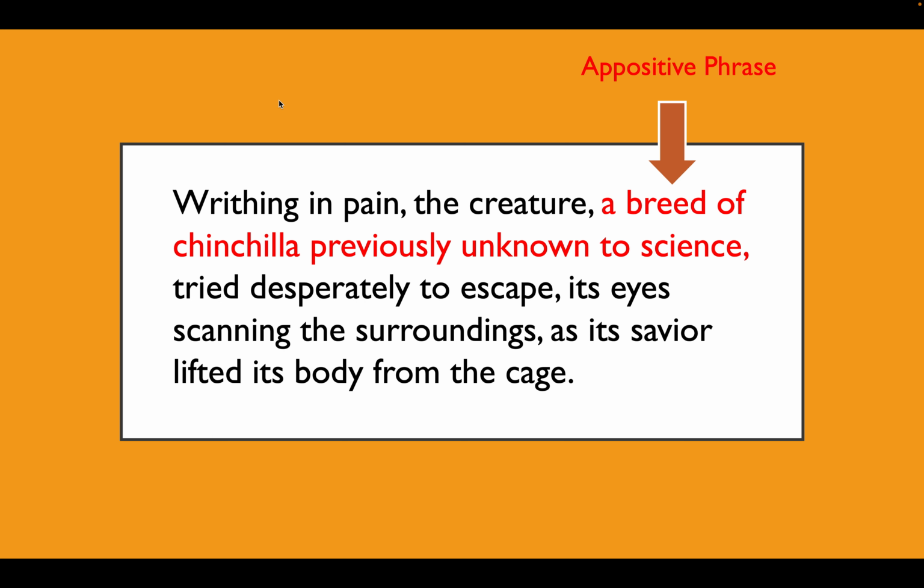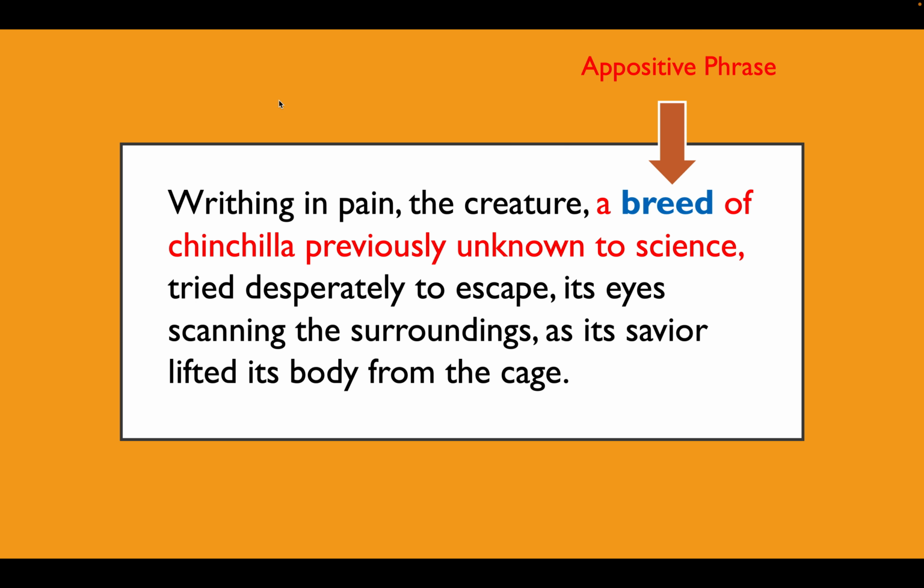Now the next phrase is what's called an appositive phrase. An appositive renames a noun. And so this whole phrase is built around a single noun that's renaming "creature," and that is "breed." Breed is a noun. Breed is what? It's the breed of the creature. It's renaming creature grammatically. And then all that other stuff, of chinchilla, previously unknown to science, is all just part of the phrase modifying breed. So that's an appositive phrase.